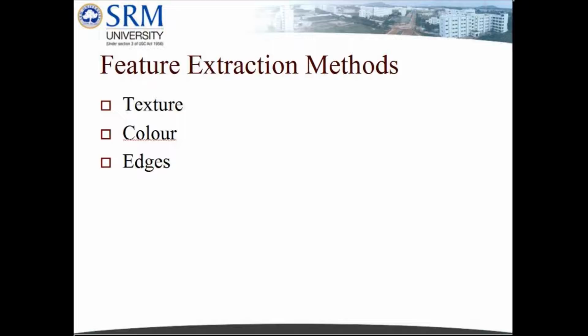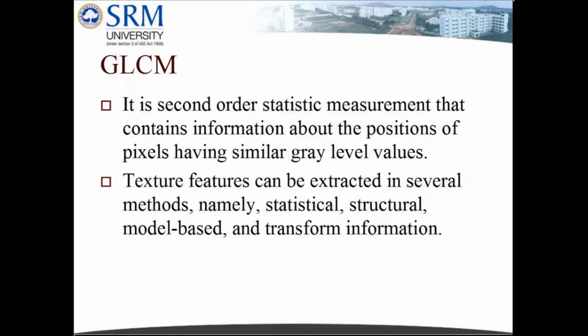There are three types of feature extraction methods: texture, color, and edges. In GLCM, I am analyzing the texture features. It is a second-order statistics measurement that contains information about the positions of the pixels having similar gray level values. Texture features can be extracted in several methods. These are statistical, structural, model-based, and transform function or information.